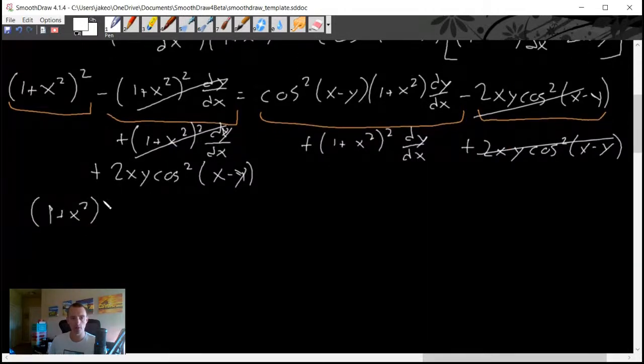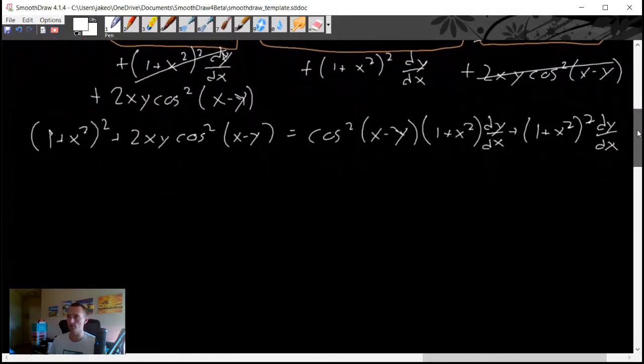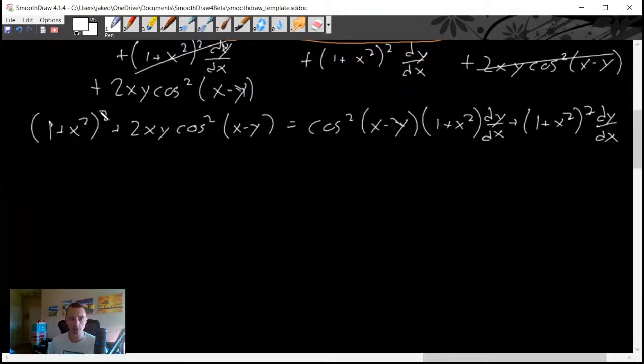1 plus x squared, all squared in parentheses, plus 2xy cosine squared x minus y equals cosine squared x minus y times 1 plus x squared dy dx, plus this term right here, so plus 1 plus x squared, all squared, dy dx. Okay, so now we've got all of our dy dx terms on the right side of the equation, all of our non-dy dx terms over on the left side of the equation.